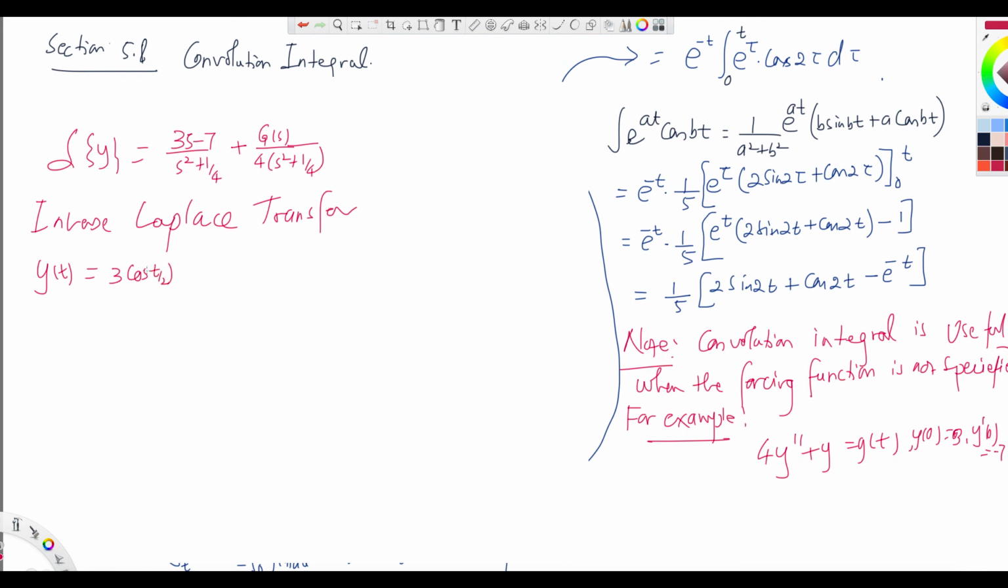Because you will have 3s over s² + 1/4, and the inverse Laplace transform of that will be 3 cosine(t/2). And then -7 over 1/2, that will be 7 times 2, right? 7 over 1/2 times (1/2)/(s² + (1/2)²) will be sine(t/2). So this will be 14 later, for the first term.